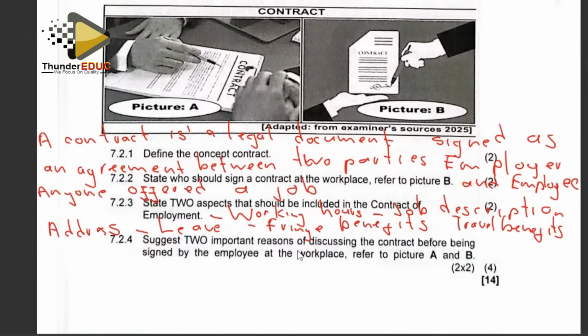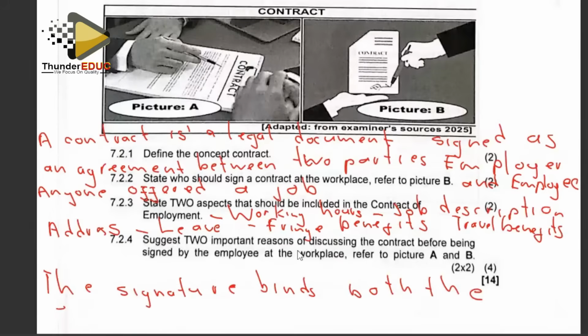Then 7.2.4, suggest two important reasons of discussing the contract before being signed by the employee at the workplace. All right, the signature binds both the employee and employer.